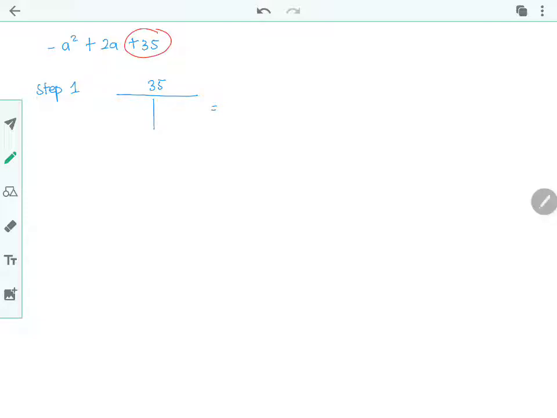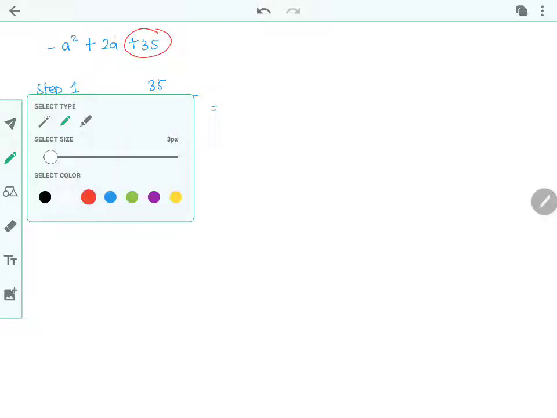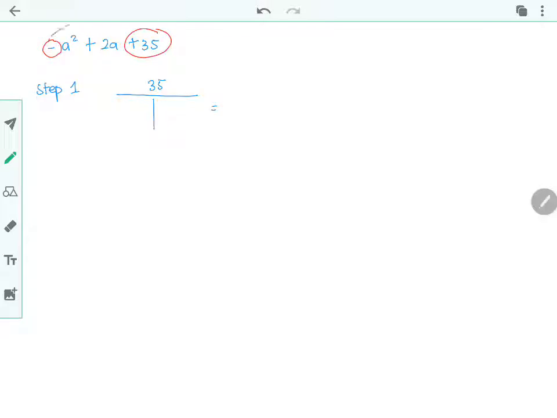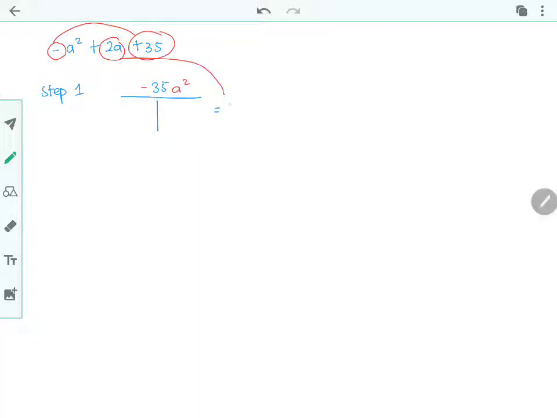Oh, sorry, we forgot a little bit. You need to also multiply with the first coefficient. So it's negative 35a squared. Now you need to multiply both of them, and the sum will be equal to the middle number, 2a. Now you need to think, what kind of numbers, if you multiply, equal negative 35a squared, but if you add them, equal 2a.